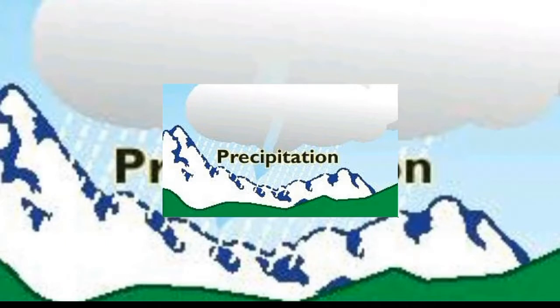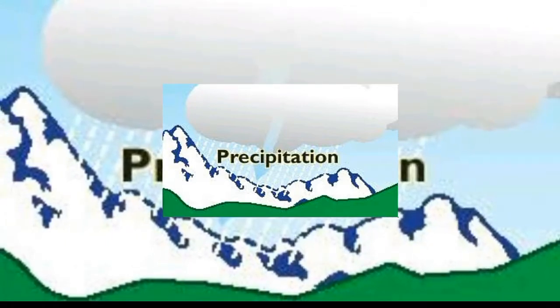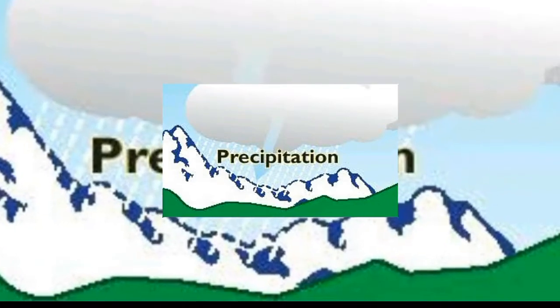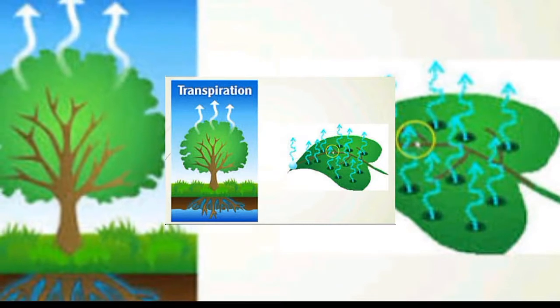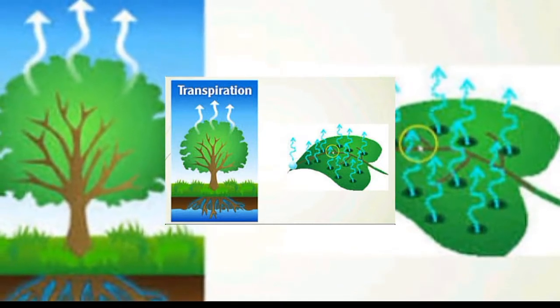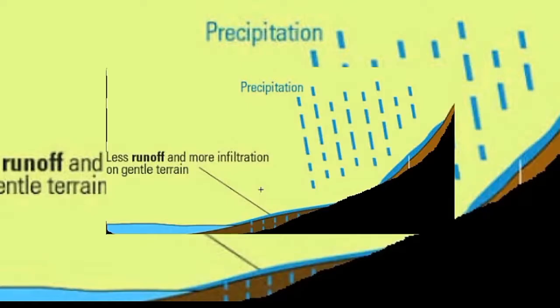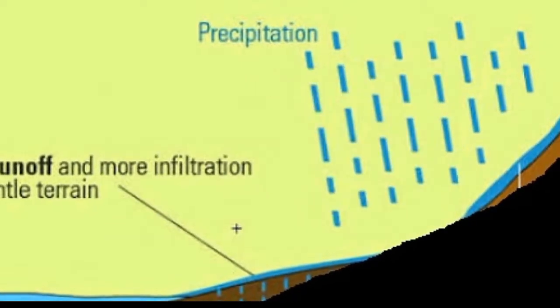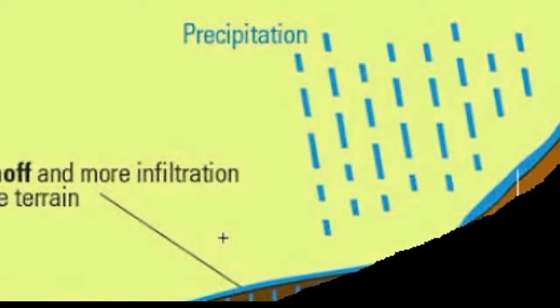Precipitation, or what we call rain, where small droplets combine to form big droplets. Transpiration, where the precipitated water is absorbed by the soil. Runoff, where the water runs over the surface of the earth, which can form lakes and rivers.